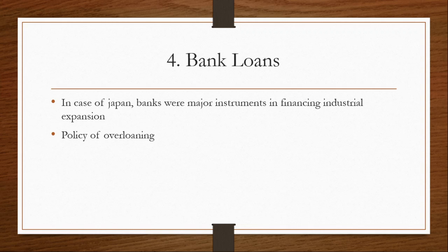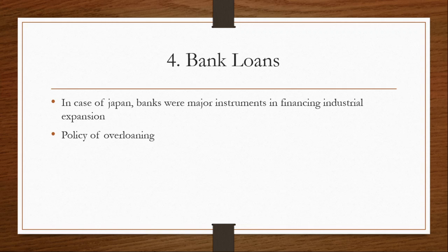Now, bank loans. Here I've given the case of Japan. Banks were major instruments in financing industrial expansion. Now, industrial expansion is a direct function of banking loan activities. Banks in Japan had a policy of overloaning. Now, what is overloaning? See, banks deal in the business of loans based on mortgages. Okay. Now, what is meant by mortgages? That is something you put up as collateral with the bank. Okay.